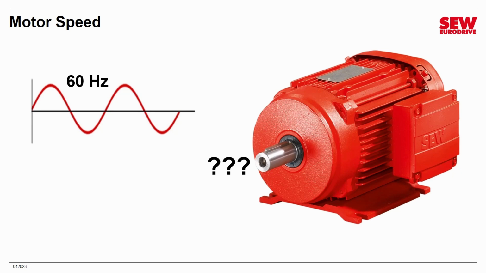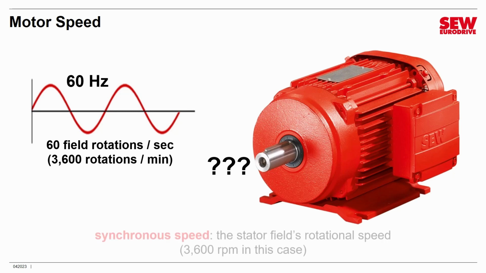Now, if you multiply by 60 seconds in a minute, that translates to 3,600 field changes every minute. So that magnetic field is spinning around inside the motor 3,600 times per minute. In other words, 3,600 rotations or revolutions per minute. And you're probably getting a clue as to how fast the motor will turn. So the motor, you can expect to be turning at about the same speed.